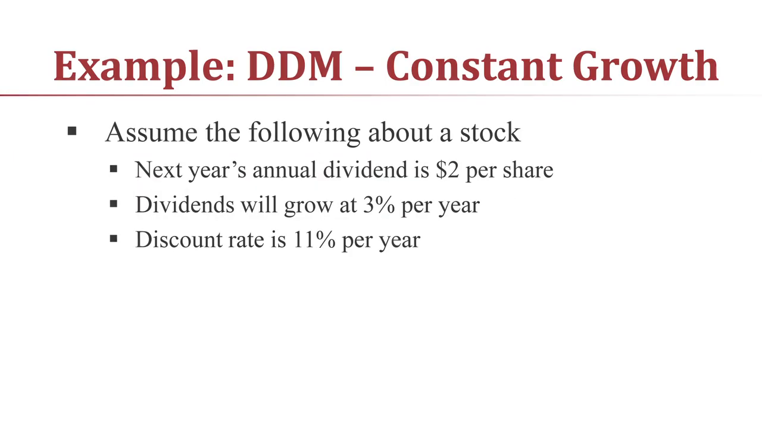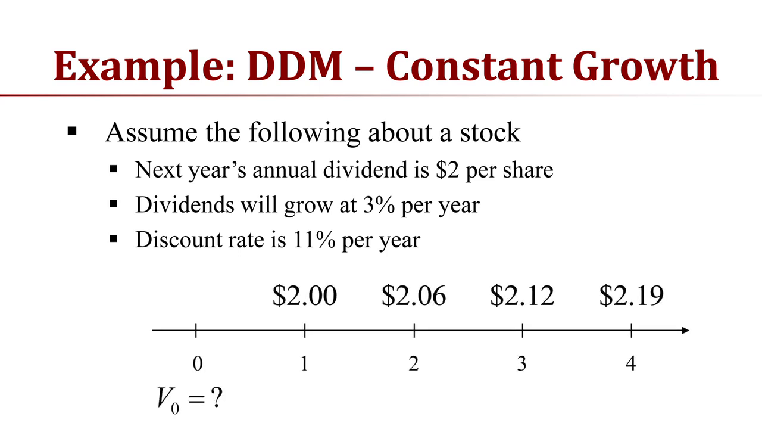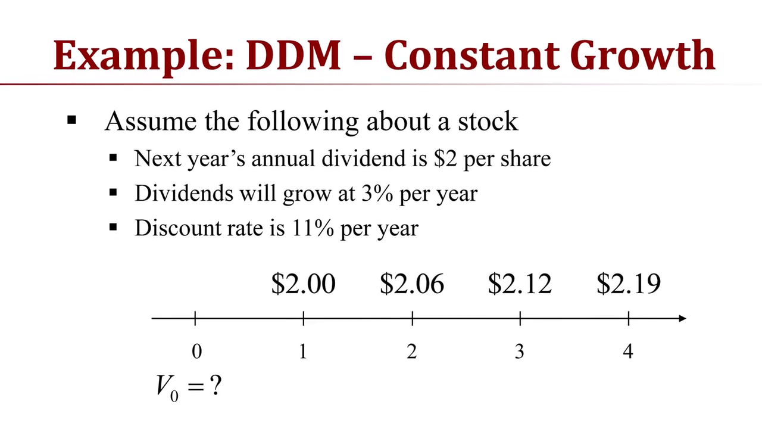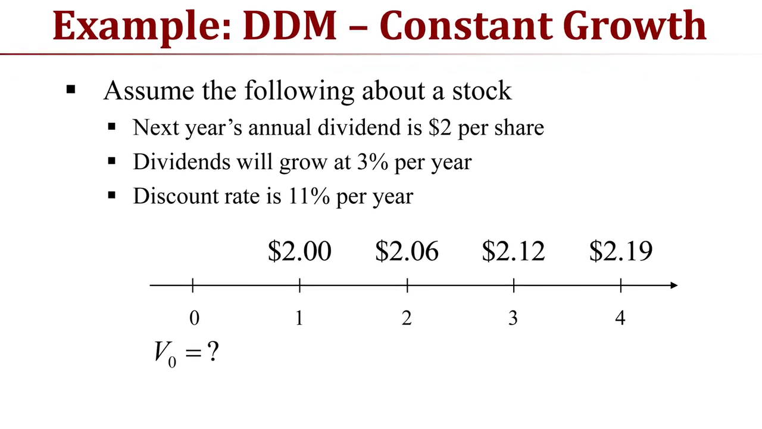So let's do an example of this. Let's take the same example as we had before, where our stock pays $2 per share dividend, but assume now that the growth rate is 3% per year. So in 1 year, we'll receive $2. The following year, $2.06, a 3% growth of that dividend. The next year, $2.12, where I've rounded here, that's another 3% growth over year 2's dividend.